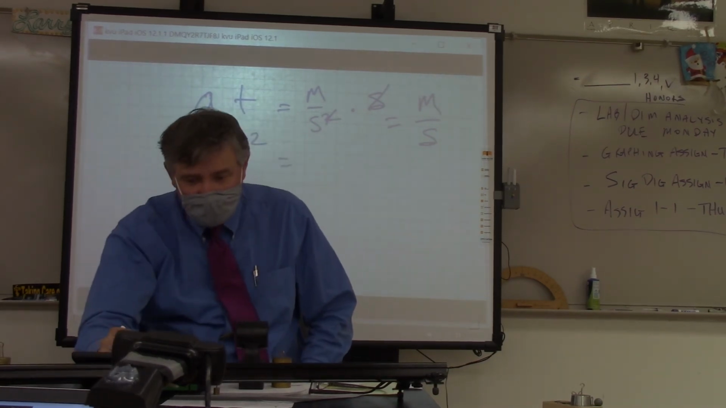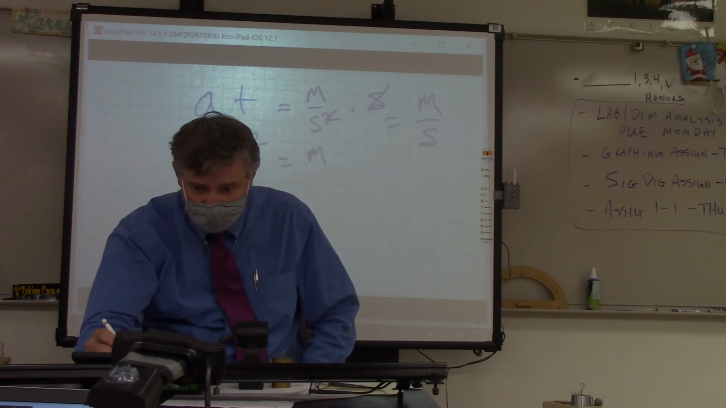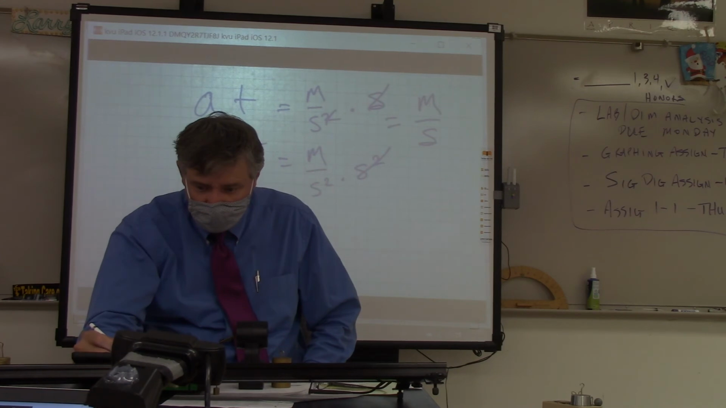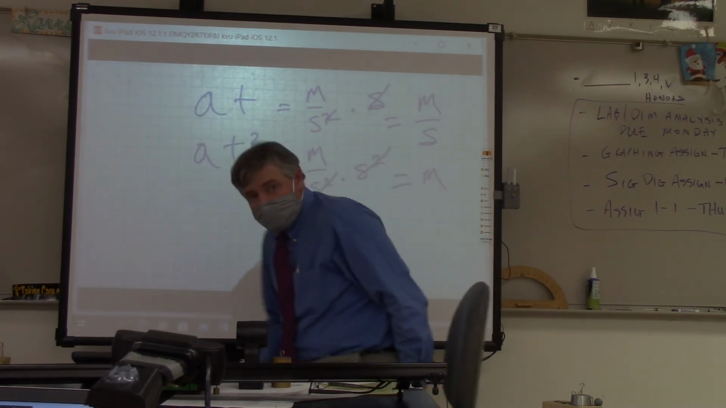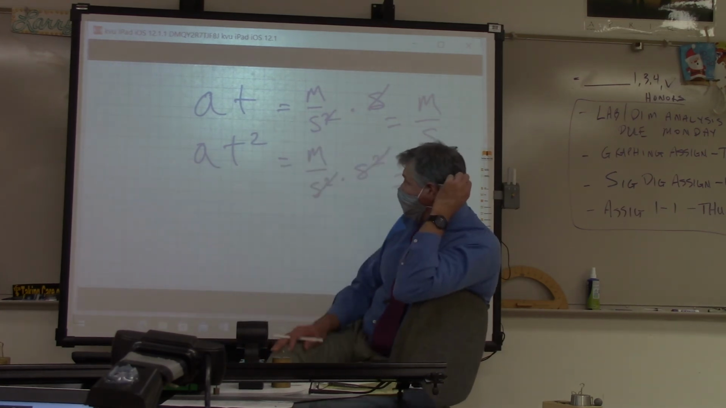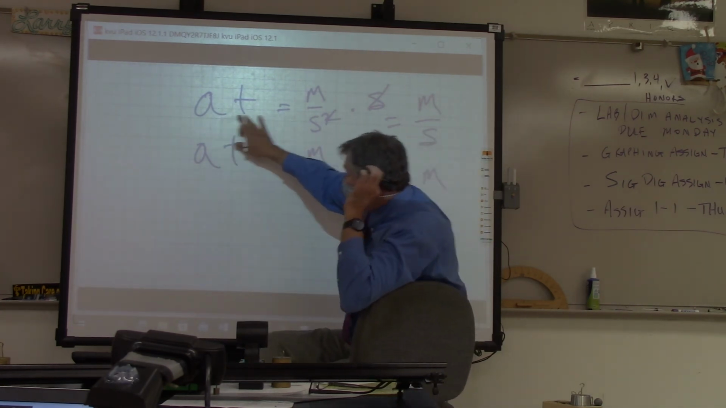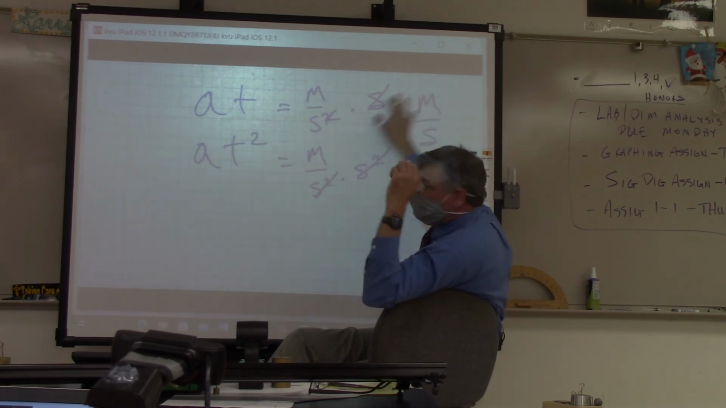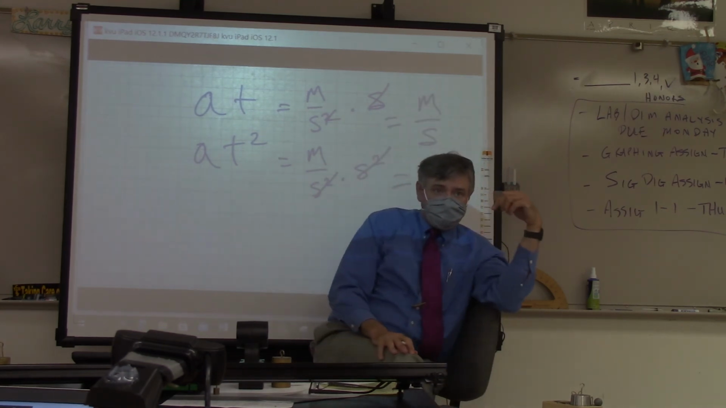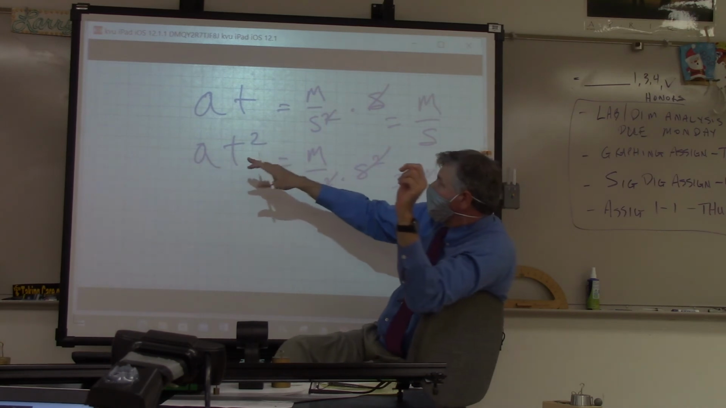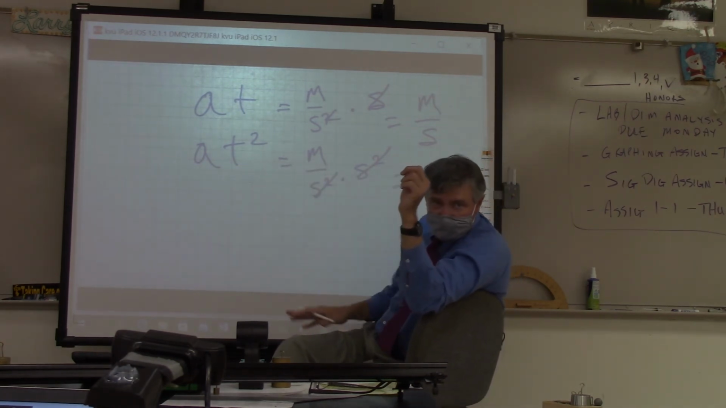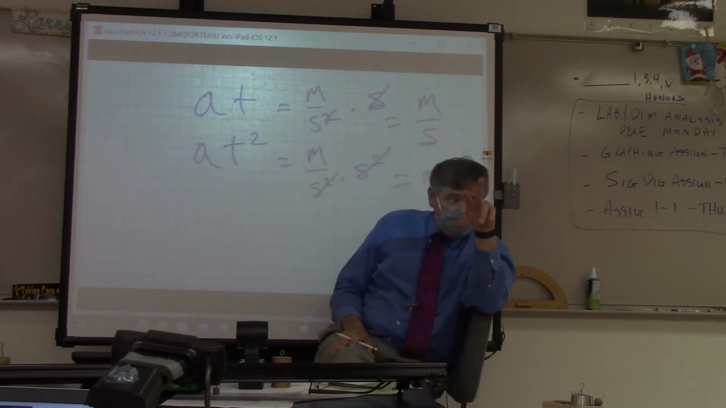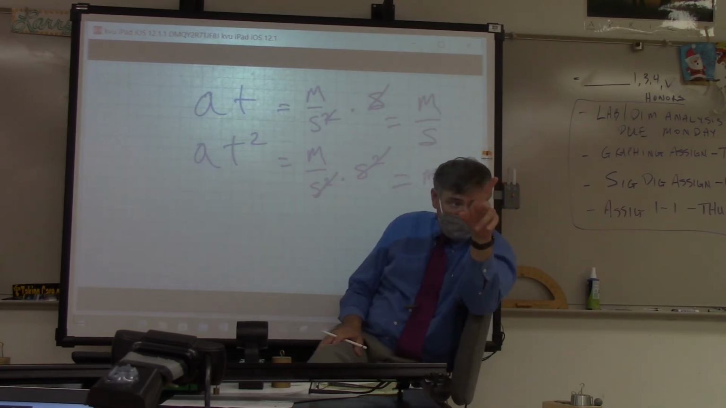Now, if it's AT squared, it's going to be meters per second squared times second squared. Those are going to cancel out, and you're going to get meters. So here's what I want you to see. If I multiply acceleration by time, I get a velocity of meters per second. If I multiply acceleration by time squared, I get a distance in meters. And we're going to do both of those a lot, depending upon the equation.